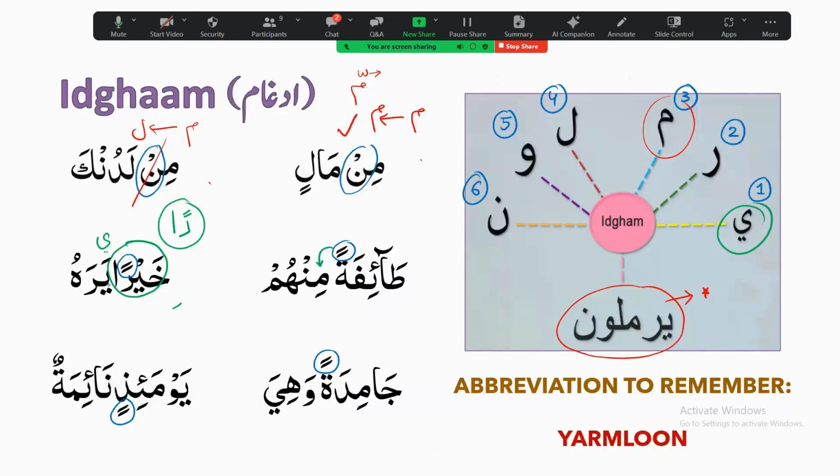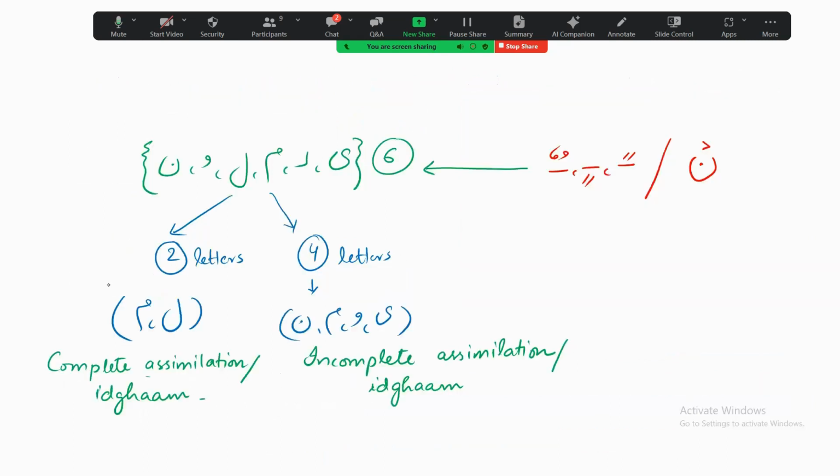Okay, so let me tell you another thing about this rule now. The rule is related to these six letters, right? But what happens is that this rule of idgham is divided further into two types, right? I have marked these arrows here, showing that this rule is divided further into two types. And the six letters in this rule will get divided into two categories, four letters on one side and two letters on the other side.